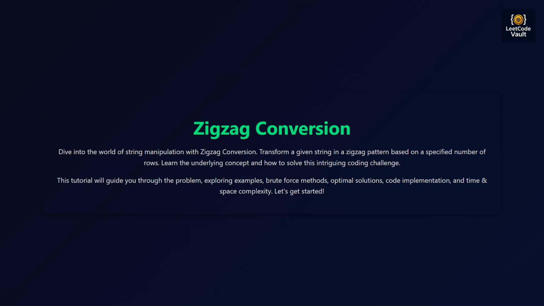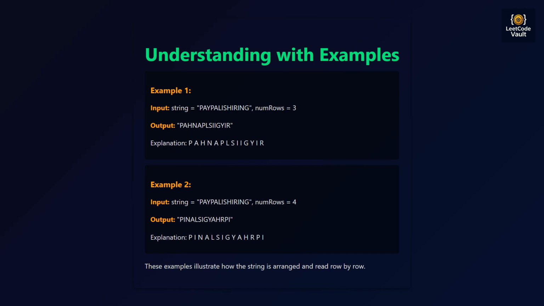For example, if the input string is PAYPALISHIRING and the number of rows is 3, the zigzag pattern would look like this: P A Y P A L I S H I R I N G, and the output string we're aiming for would be PAHNAPLSIIGYIR. The challenge lies in efficiently reconstructing this string. We'll explore different approaches, and I'll show you how to optimize your solution.